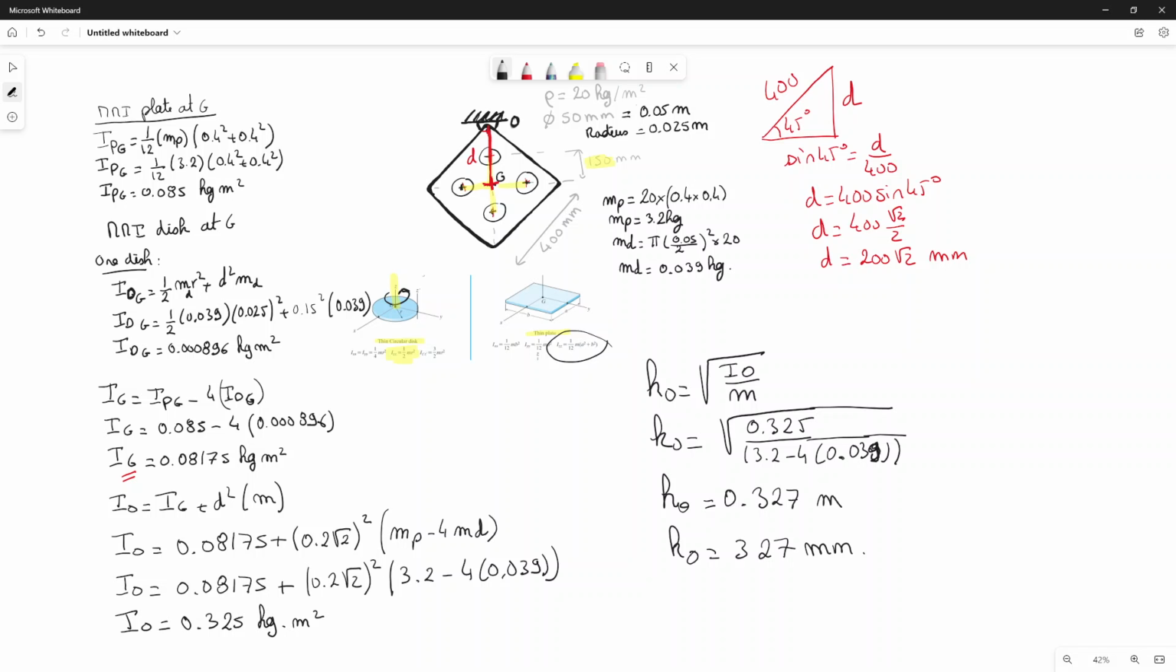We found that this distance is 200 square root of 2, so almost 300. So the distance D is almost 300, a little bit more than 300. That makes sense. It's inside the plate at least.